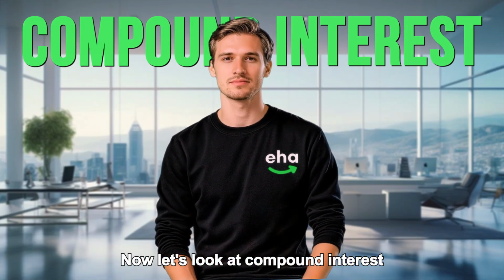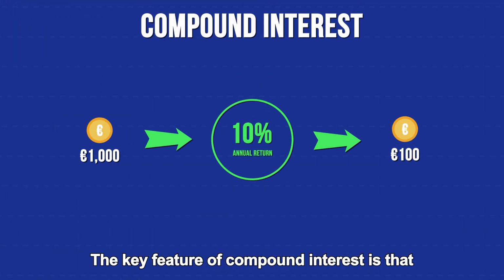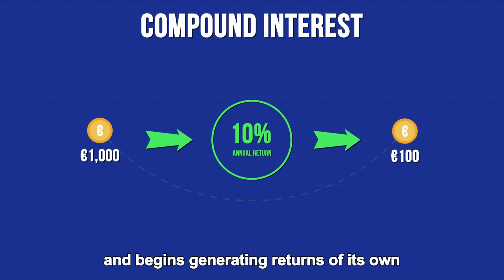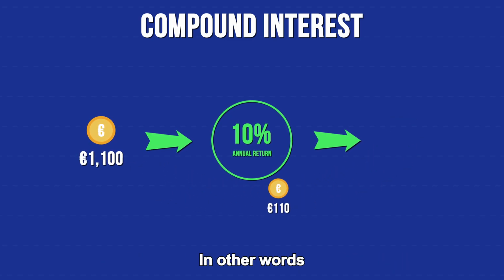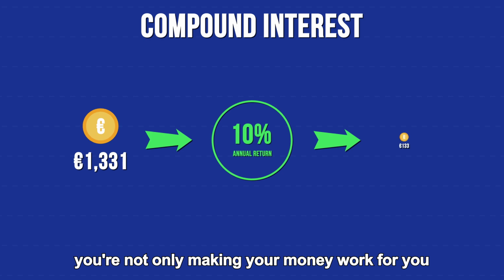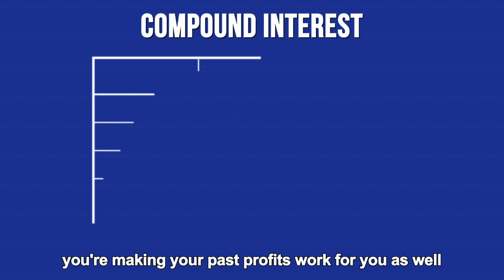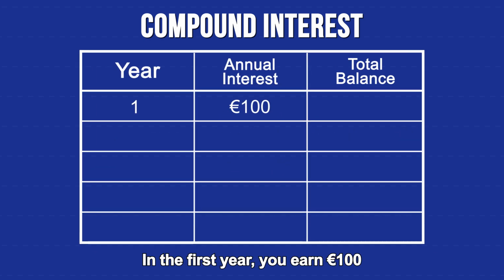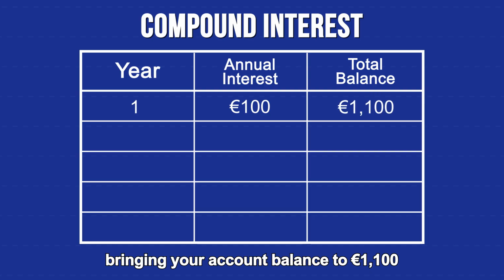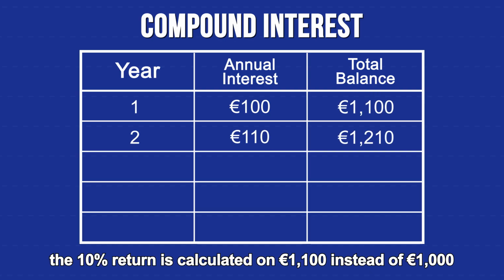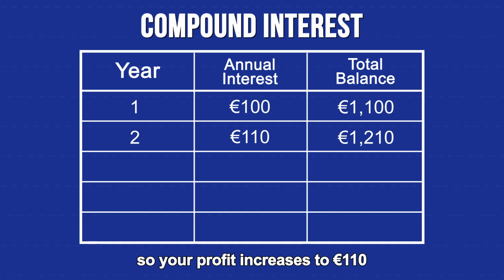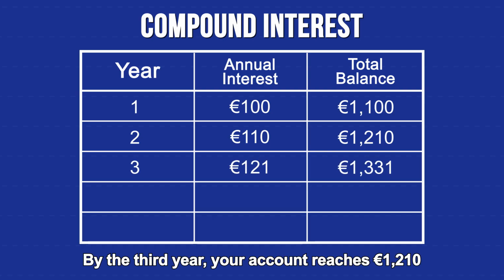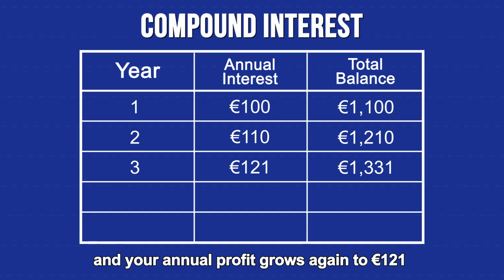Now let's look at compound interest. The key feature of compound interest is that every gain is added back to your principal and begins generating returns of its own. In other words, you're not only making your money work for you, you're making your past profits work for you as well. In the first year, you earn 100 euros, bringing your account balance to 1,100 euros. In the second year, the 10% return is calculated on 1,100 euros instead of 1,000 euros, so your profit increases to 110 euros. By the third year, your account reaches 1,210 euros, and your annual profit grows again to 121 euros.